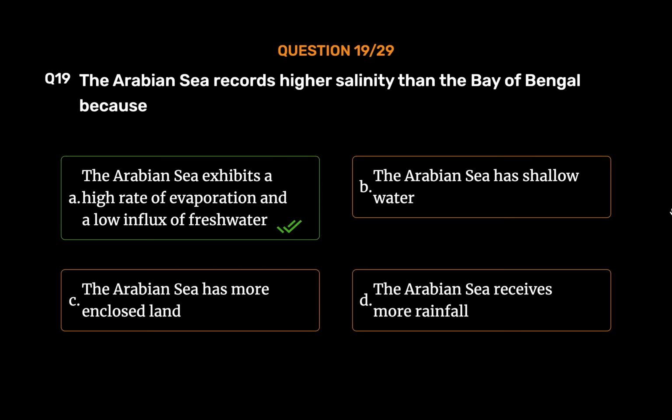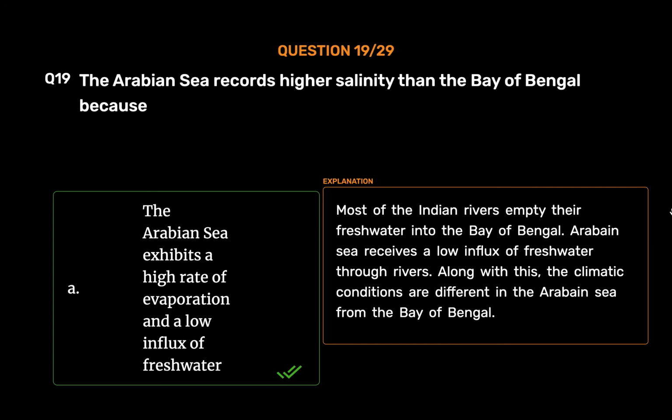The Arabian Sea exhibits a high rate of evaporation and a low influx of fresh water. Most of the Indian rivers empty their fresh water into the Bay of Bengal. Arabian Sea receives a low influx of fresh water through rivers. Along with this, the climatic conditions are different in the Arabian Sea from the Bay of Bengal.